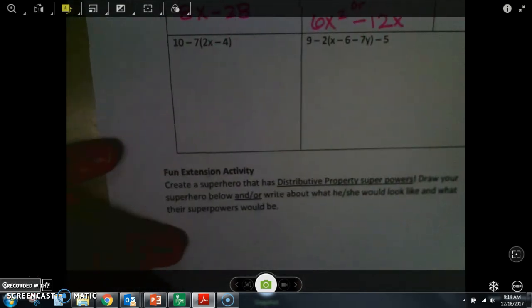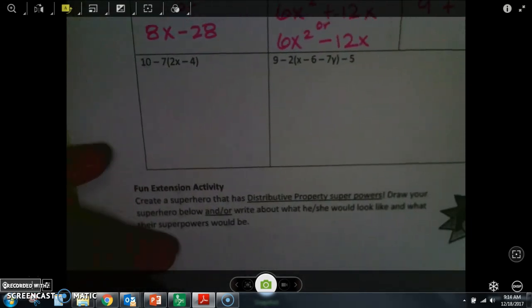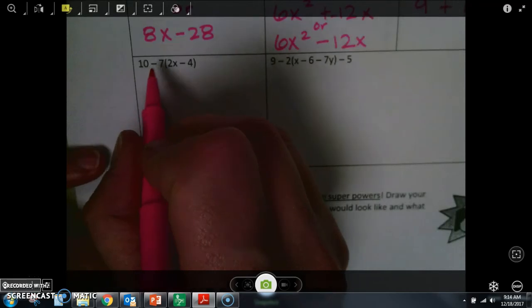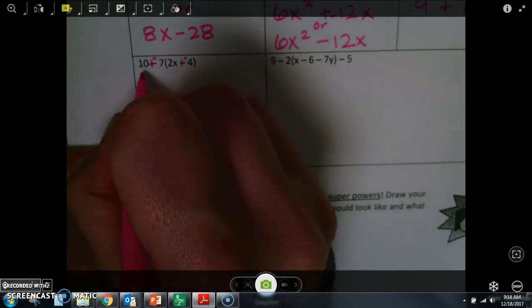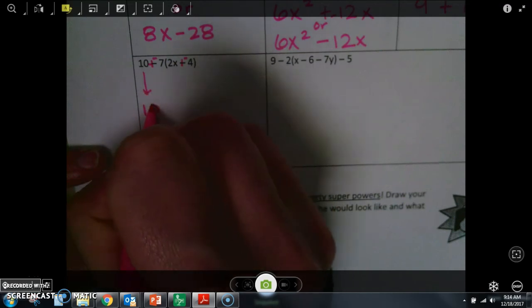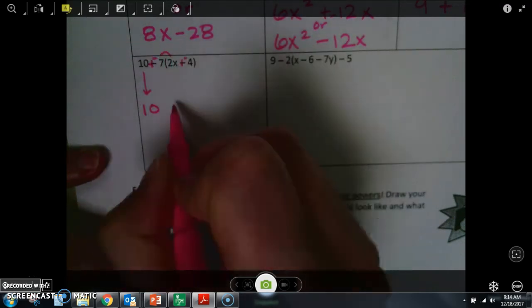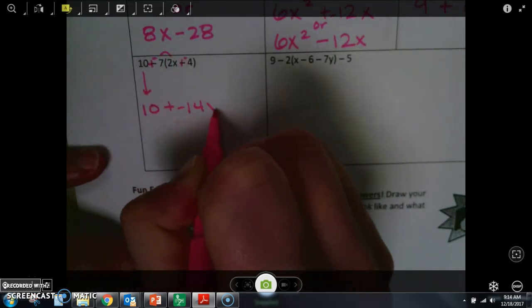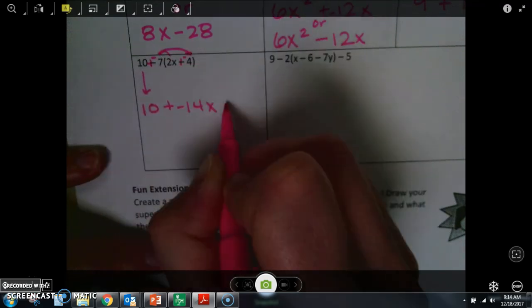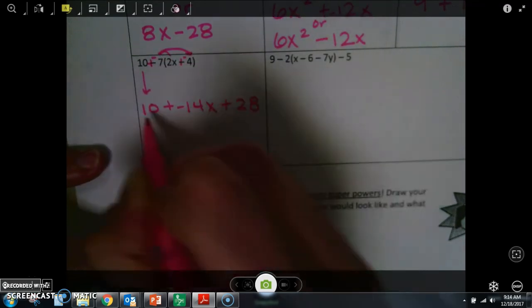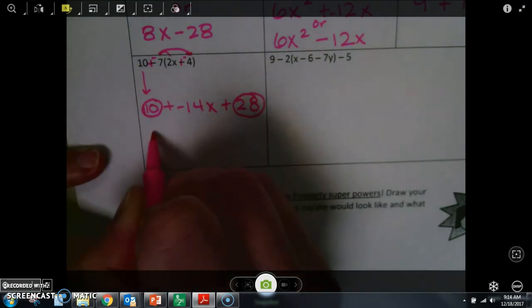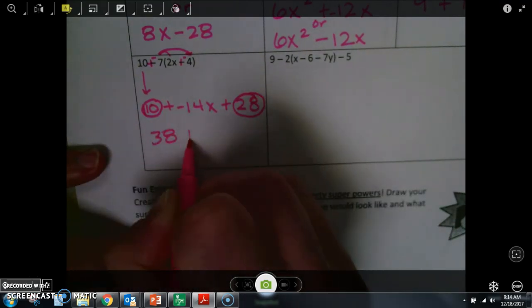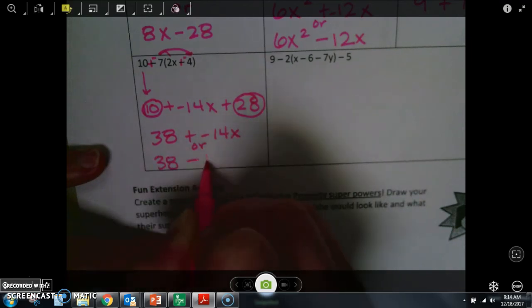All right, 2 more. This is where it becomes very important to do your changing minus signs to add the opposite. This is plus negative 7 and plus negative 4. Again, the 10 is not being distributed, so I'm going to bring that down for later. And then negative 7 times 2x is negative 14x. Negative 7 times negative 4 is positive 28, but I'm not done because 10 and 28 are like terms. So my final answer would be 38 plus negative 14x, or you could simplify that and say 38 minus 14x.